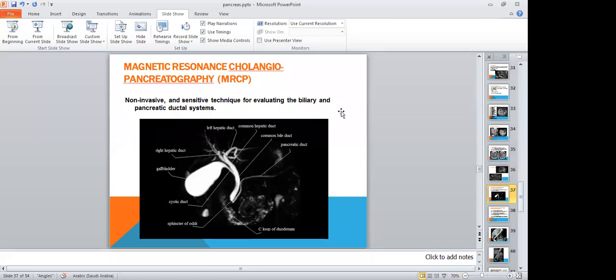MRCP is a non-invasive and sensitive technique for evaluating the biliary and pancreatic ductal system. This is the main pancreatic duct joining with the CBD at the sphincter of Oddi. The CBD forms from the union of the common hepatic duct along with the cystic duct.